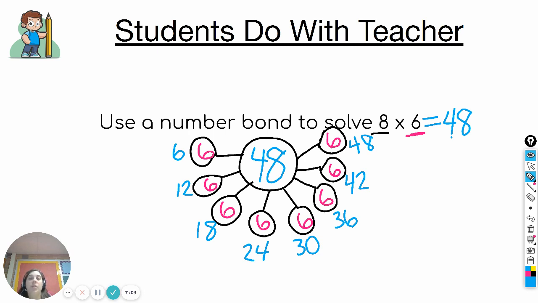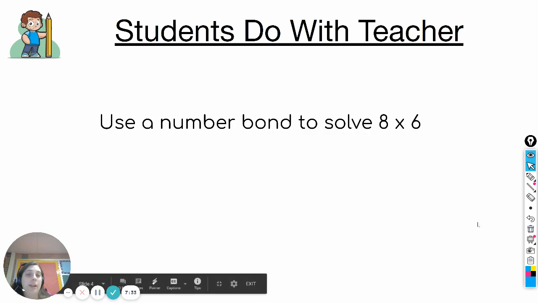Okay, so that is how we use number bonds to help us solve multiplication problems. The first number will always be our number of groups or the number of legs we make. And the second number is the number that goes inside each of those groups. And then you just skip count around the outside. And the last number is your product or your answer. Okay. Go ahead and erase your whiteboard.